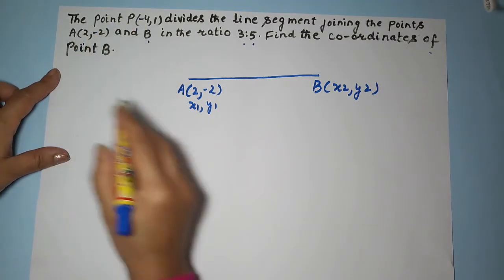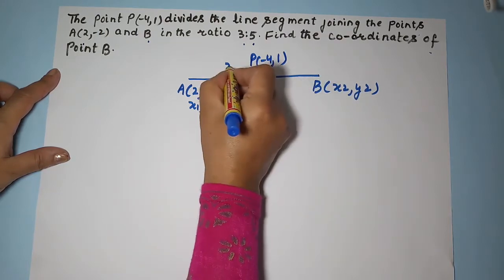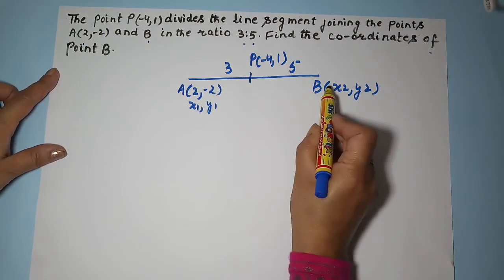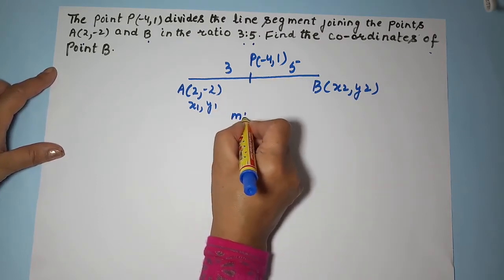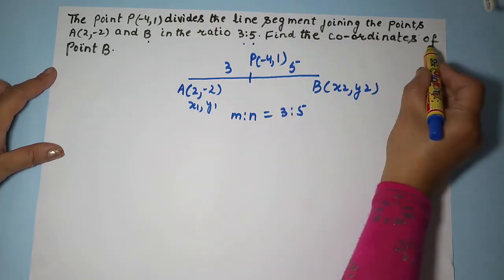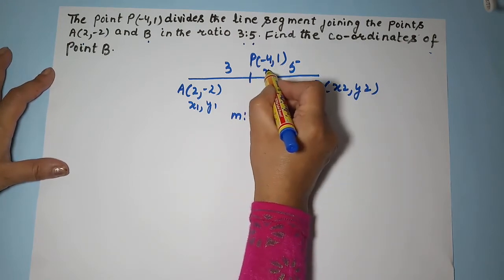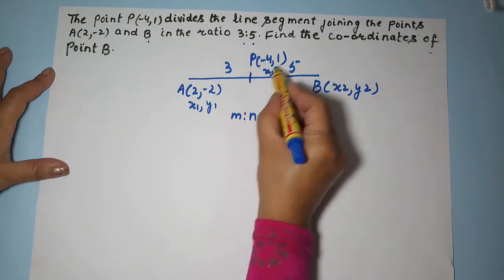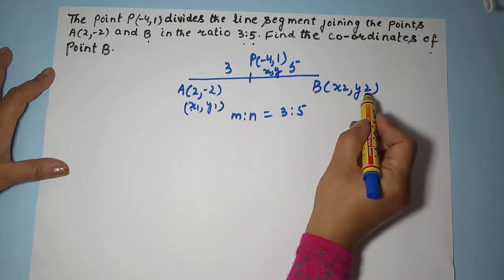And there is a point P which divides this in the ratio 3:5. Now this time P is not the midpoint of line segment AB. It's dividing it in the ratio 3:5. What does that mean? My m is to n is equal to 3:5. Now he wants us to calculate the coordinates of point B, right? Now what is this point P? This is x and this is y, right? This is how I have to remember them. P will always be x, y, A will always be x1, y1, B will always be x2, y2.